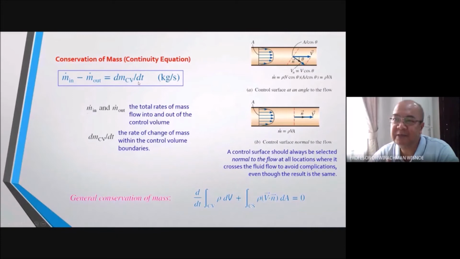Or this part will be 0 because you differentiate with respect to time. So d over dt will become 0. So for steady flow, m dot in minus m dot out equals 0, or m dot in equal to m dot out. In the case of the classroom, if 5 students come in, 5 must go out, because we don't accept any more increase in the number of students in the class, for example.